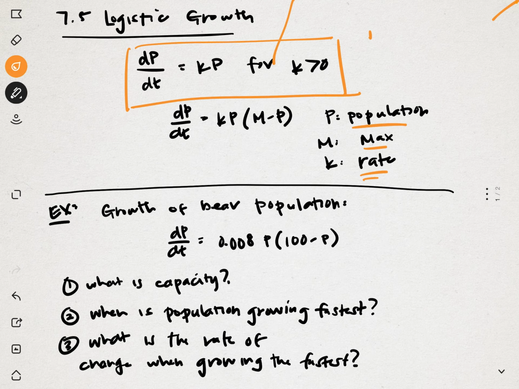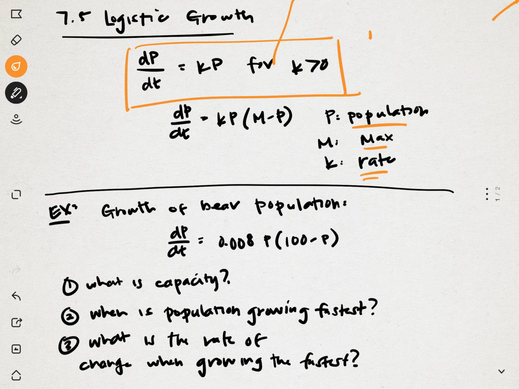So if we have, I don't know, like wild dogs in a certain area, there's a limit on how many dogs that area could sustain given the amount of resources, right? If there's not enough food, we can't sustain more than a certain amount of dogs, or if there's not enough area, we can't fit that many dogs into that area. So there's definitely a limit. So that max represents the limit of population.